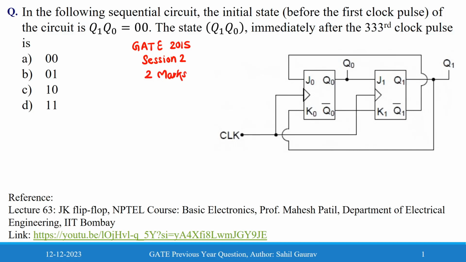What the problem says: in the following sequential circuit, the initial state before the first clock cycle is Q1 Q0 equal to 0 0. The state Q1 Q0 immediately after the 3rd clock pulse, and the options are 00, 01, 10, 11.